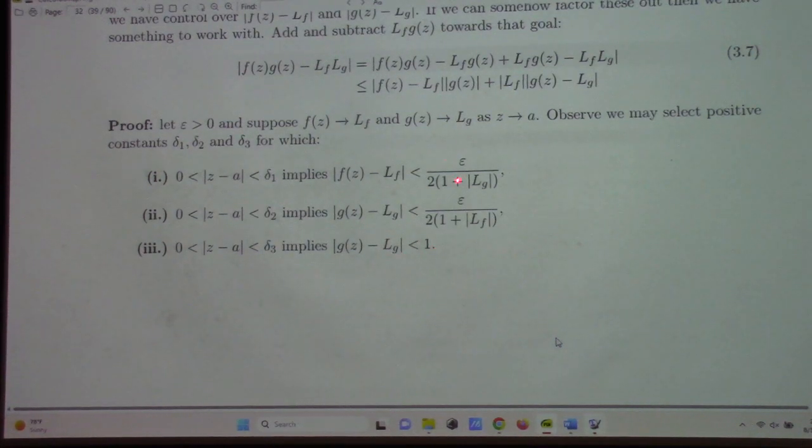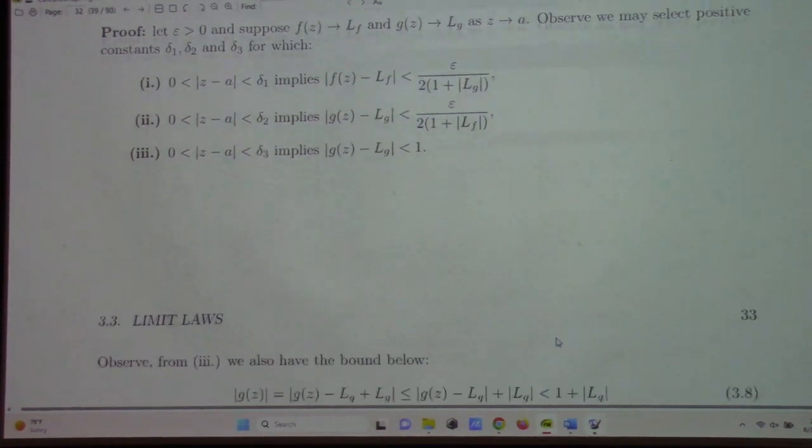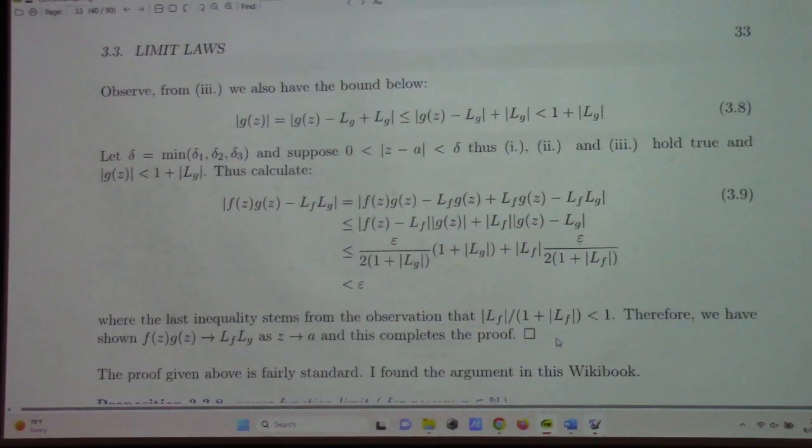So if you play these 3 games all at once, you pick delta 1, delta 2, delta 3, and we can do that because we're given that the limits exist, all right? And you put that all together with the triangle inequality I showed you before, and it all comes together. Because for g of z, you can also play this game: add 0, triangle inequality. We're assuming this is less than 1, so we get 1 plus the modulus of the limit for g.